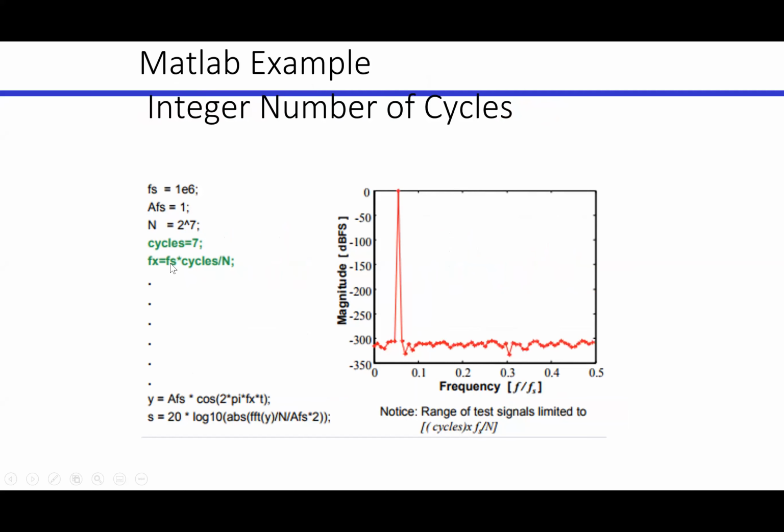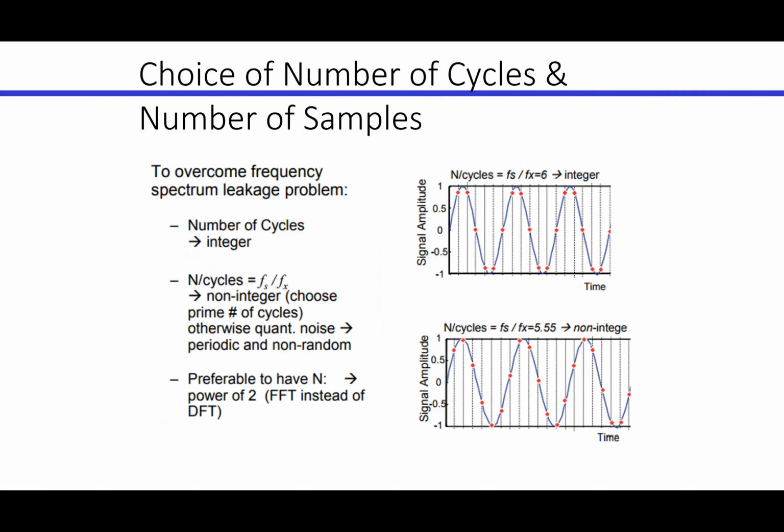So now this is how you can see it in MATLAB. You select your sampling frequency and the number of cycles to be 7, which is an integer number of cycles. You make this choice to have an integer number of cycles, and this gives you a proper output spectrum.